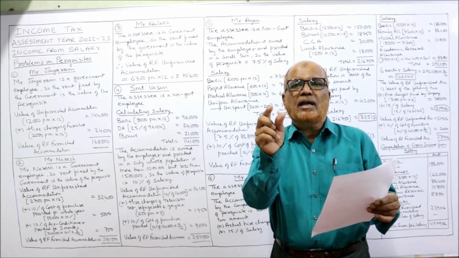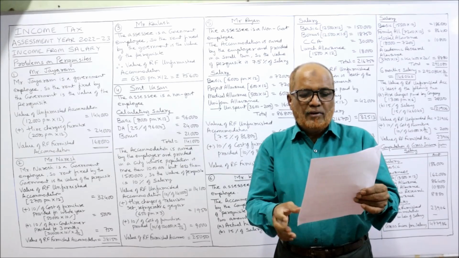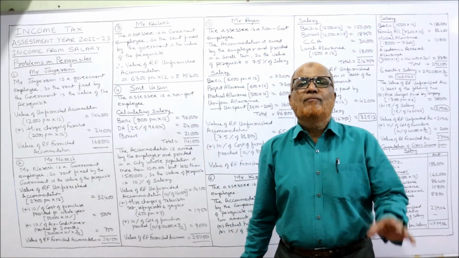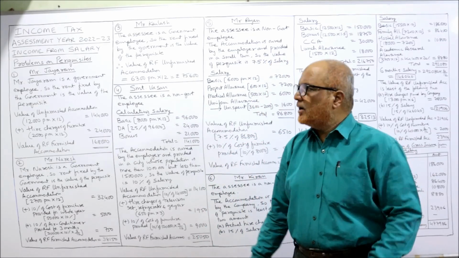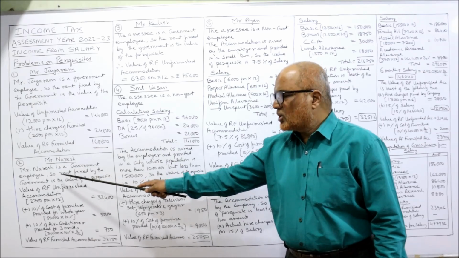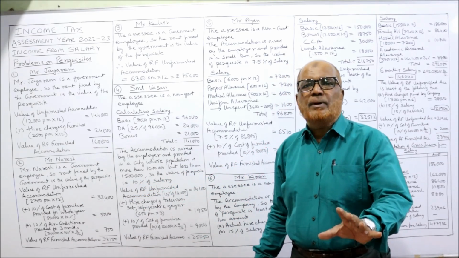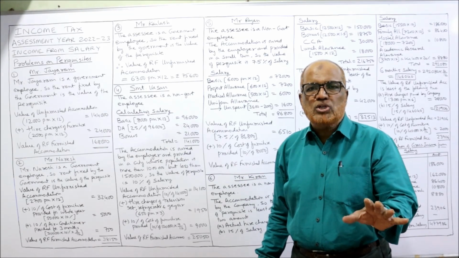So we calculate 10% of 30,000 into 3 by 12. Compute the value of rent-free accommodation. It's very easy. First of all, the SSC Mr. Naresh is a government employee. So rent fixed by the government is the value of the perquisite. We don't require any other information.